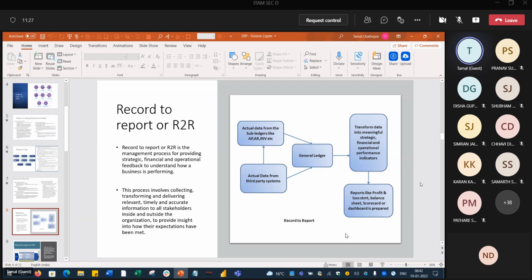From that we can see the reports: profit and loss, balance sheets, different types of dashboards and scorecards. Those can be generated from the general ledger. And obviously this general ledger can be treated as a financial indicator as well. So the heart of this R2R, record to report, is the general ledger.